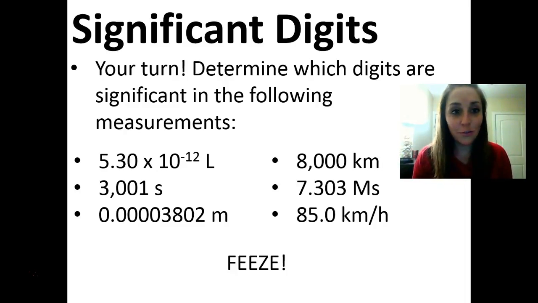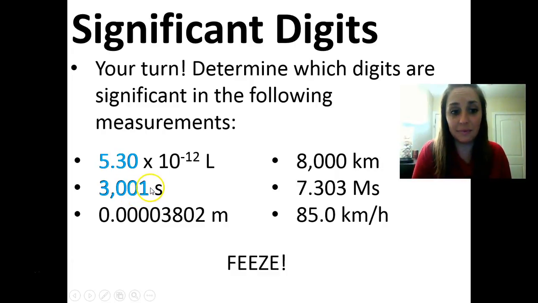Okay, so you should have frozen and answered the questions, so we're going to go through them. The first one, 5.30 times 10 to the negative 12. Well, that is in scientific notation. So that means that everything in my coefficient is significant. So everything I have here highlighted in blue, those are the only digits that are significant or important in that measurement.